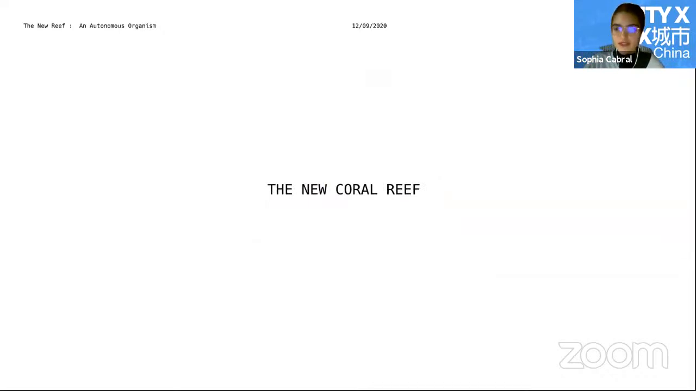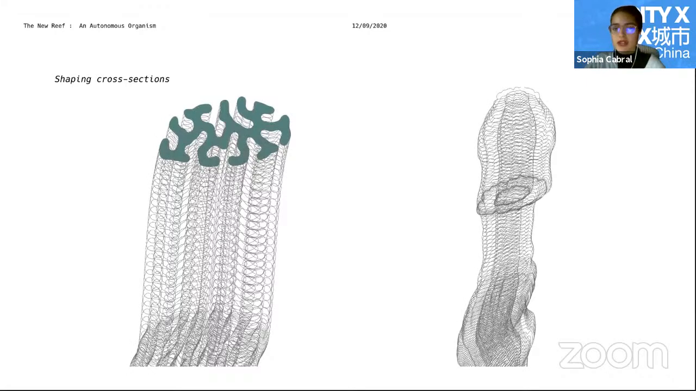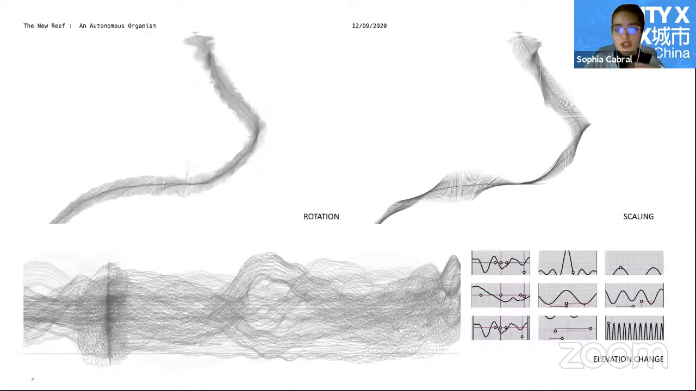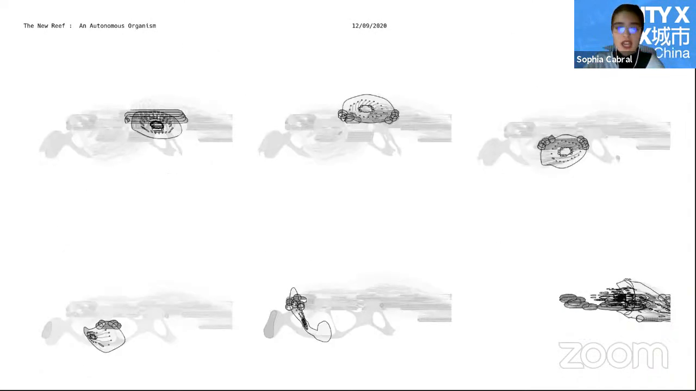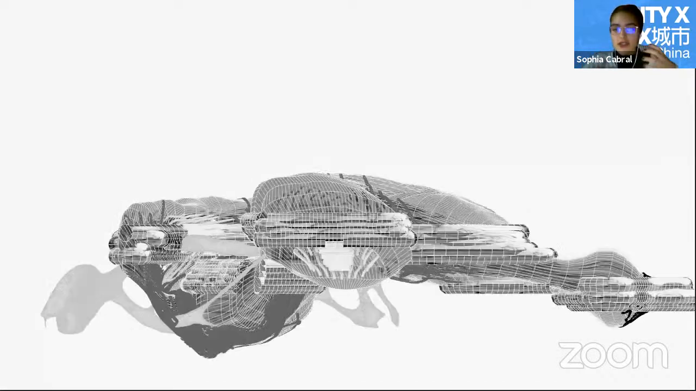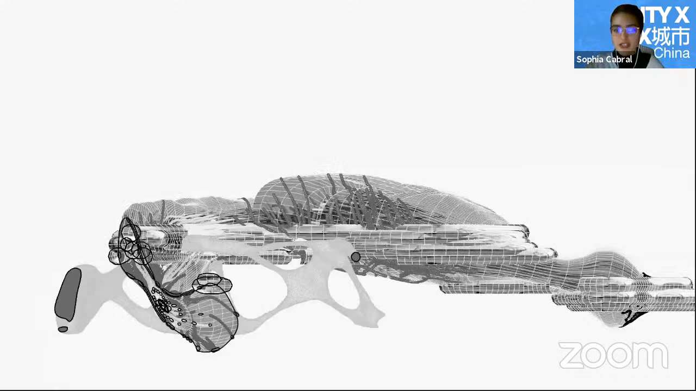So this is the new coral reef, what we are calling it. And it all started by just, we tried to make the process have a degree of randomness. And we picked a cross section and we repeated it, and we started to twist and turn and scale it and see what kind of variations we could begin to see. What we ended up with was this line that changed across its length. And because it has this variation of form, these cross sections that keep changing throughout this line, there are various different conditions that were achieved. And so that was the idea of not only creating diversity of form, but what kind of life can grow within this diverse form.